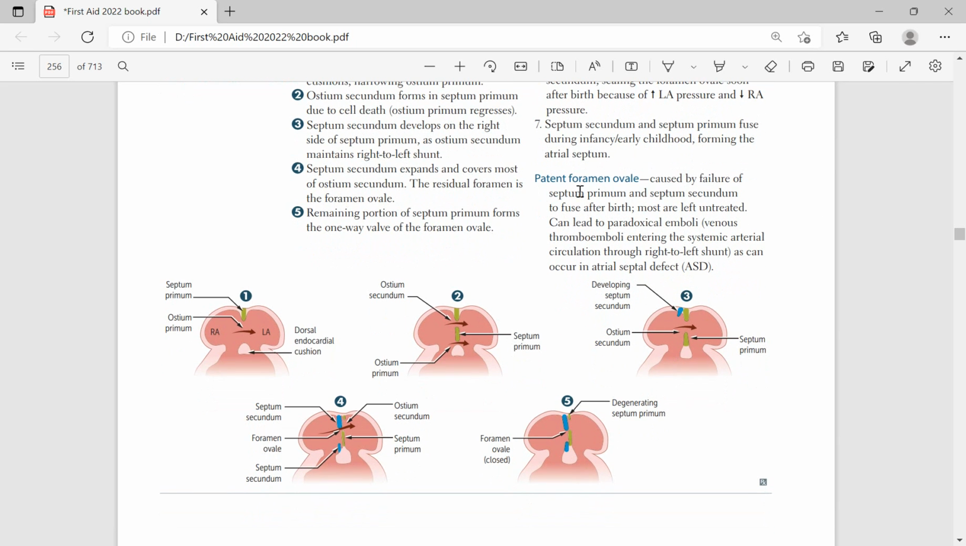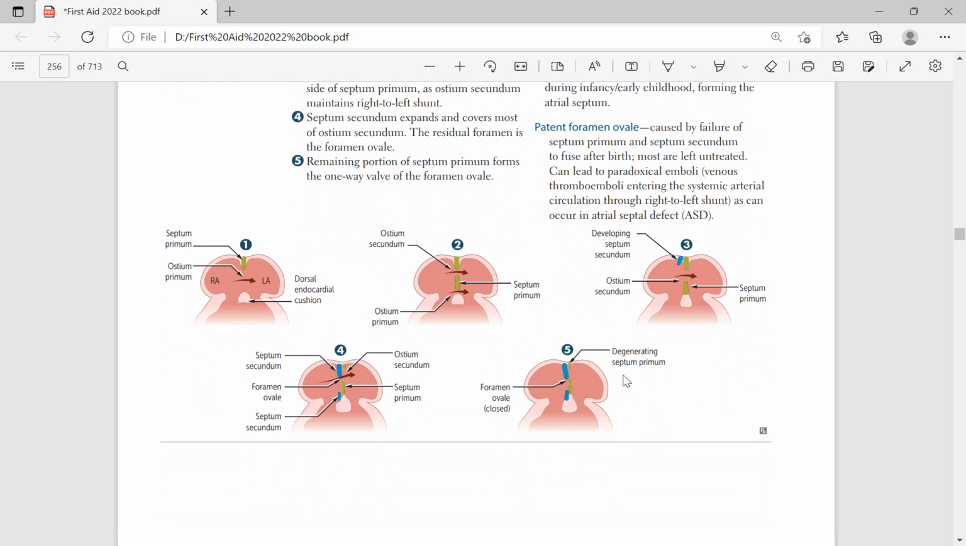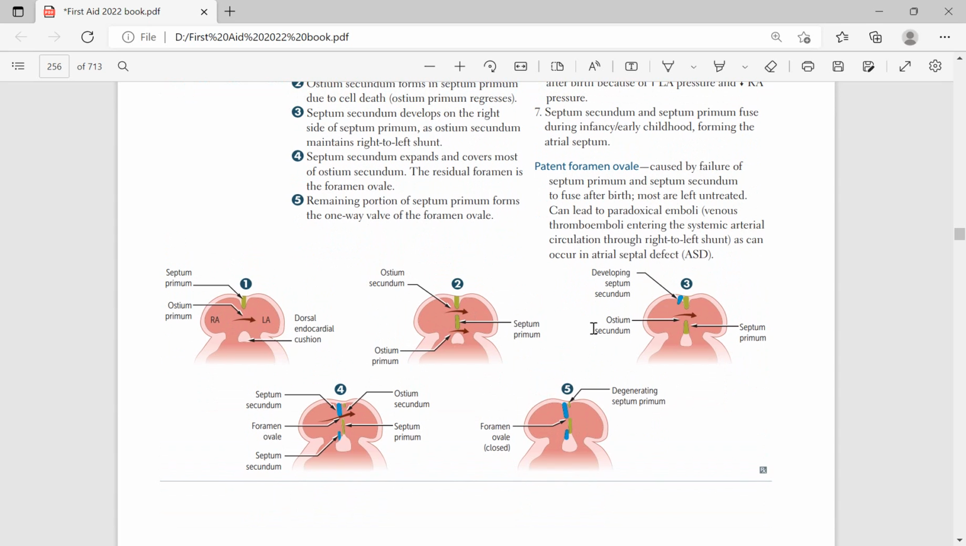Septum secundum and septum primum fuse during infancy or early childhood, forming the atrial septum. So these two become the atrial septum. Now we have to know what a patent foramen ovale is: it is caused by failure of septum primum and septum secundum to fuse after birth. Most are left untreated. It can lead to paradoxical emboli.